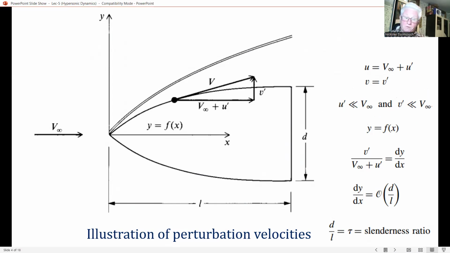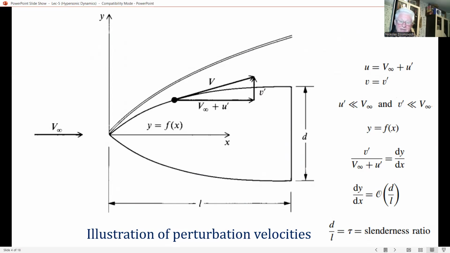To study the nature of this perturbation further, consider the velocity at a point on the surface of the body, as shown in this slide. Here we have this point. The body surface is given by the expression y equals f of x. Hence, the flow tangency condition dictates that we have an expression of this form: v-prime over V infinity plus u-prime is simply equal to dy over dx.